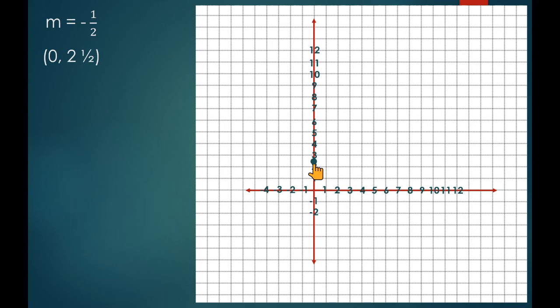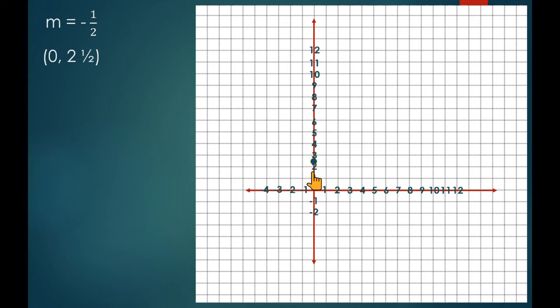Laging ganun yung process pag-graphing ha, ng y equals mx plus b. Uunahin nyo yung b and lolocate nyo lang siya sa y-axis. Yun na yung unang point. To get the other point, you have to use the slope. Negative ang slope natin, meaning fall ang gagawin natin. So, isang unit downward. Diba yung 2.5, pag minus mo na isa, 1.5. Kaya nasa gitna naman ng 2 and 1.